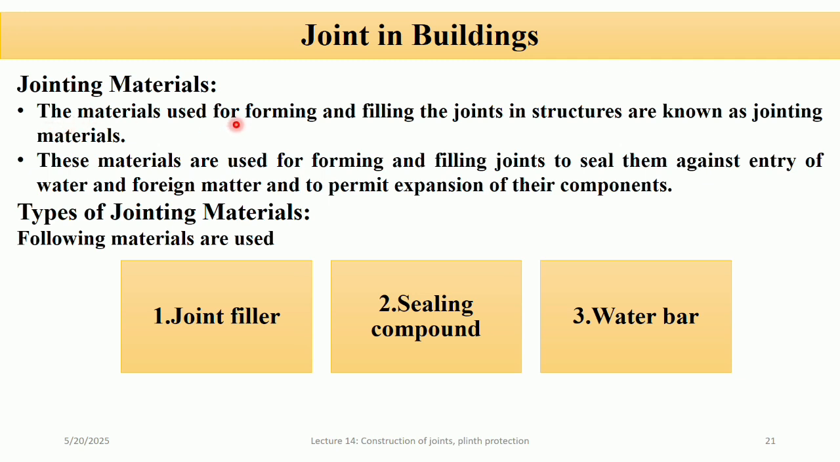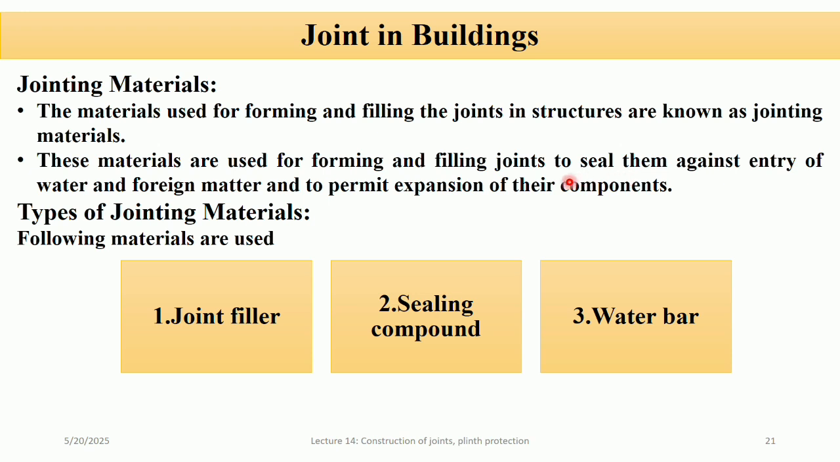Jointing material. The materials used for forming and filling the joints in structures are known as jointing material. These materials are used to seal joints to prevent the entry of water, dust, debris, or other foreign material that could damage the structure or reduce its lifespan. And it is used in joints like expansion or contraction joints.